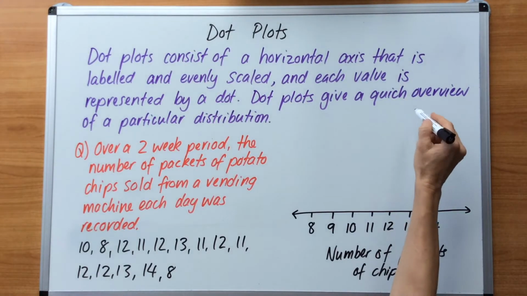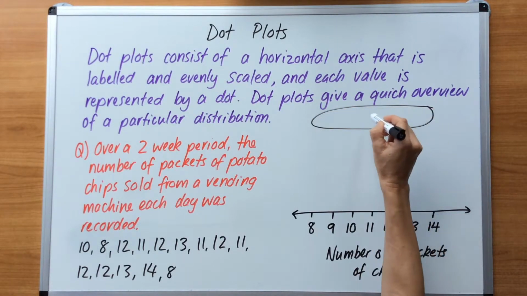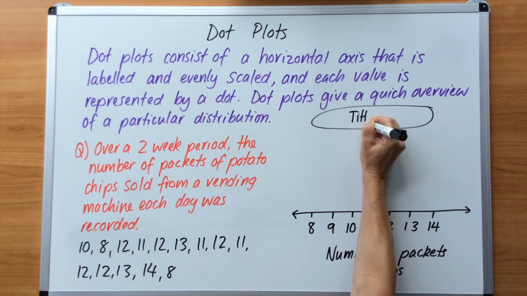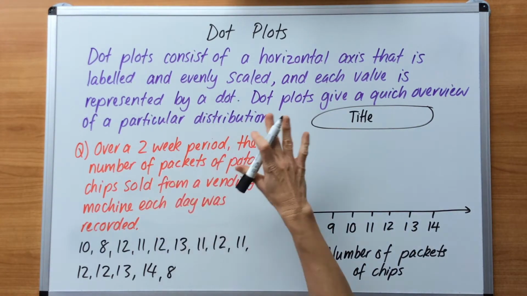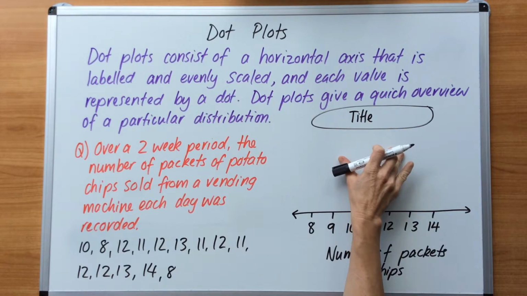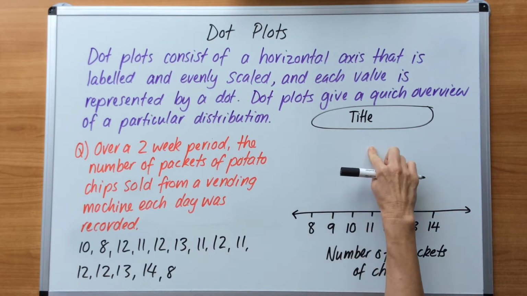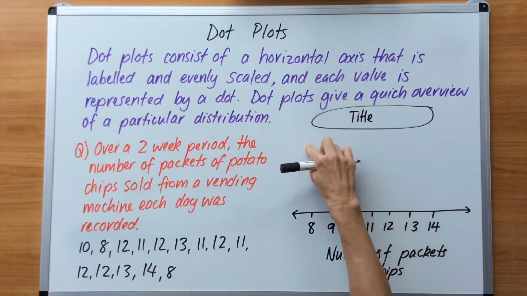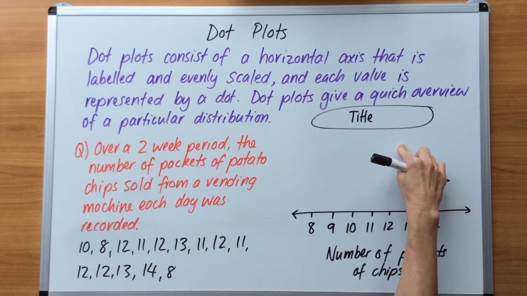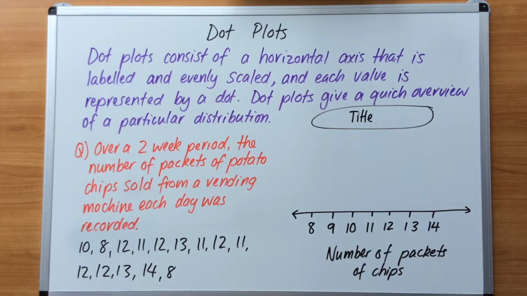Also, we would have to put a title up here, and that title represents the question being asked. So that would be individual and up to the choice. So we could say number of packets of chips sold over 2 weeks, number of packets of chips sold. It's completely up to the person doing the dot plot.